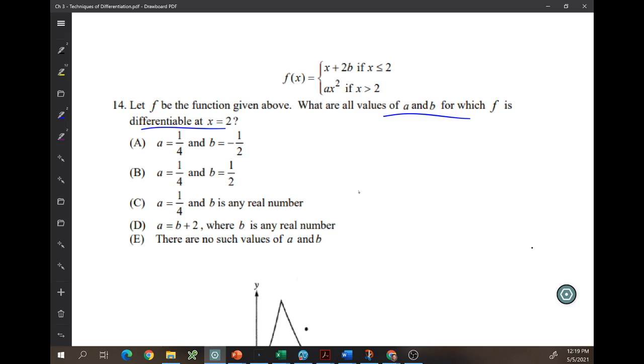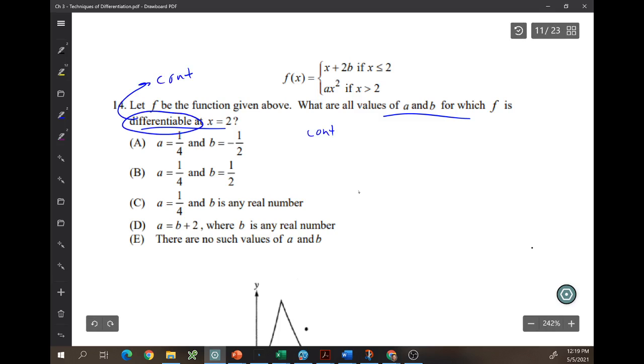So if it says differentiable, that also must have been continuous. So we're going to first do the continuity by plugging in 2 to the originals. So 2 plus 2b, right? I'm plugging it in for the x, equals a times 2 squared. That's 2b plus 2 equals 4a. So that's my first one.